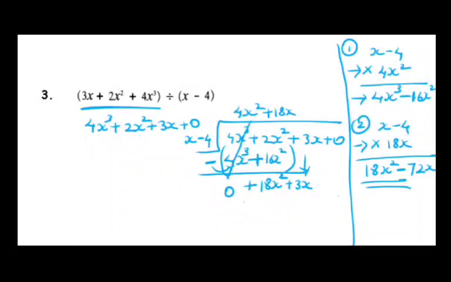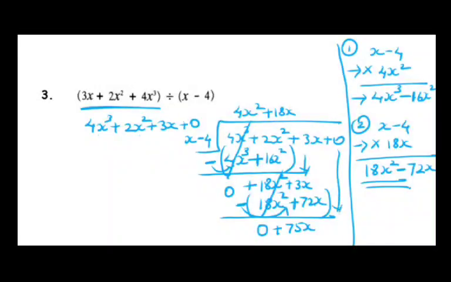This goes as a part of my working. Minus applies to the whole expression. This becomes minus 18x square, gets eliminated. This minus applies here, it becomes plus. So it becomes plus 75x. Bring the 0 down.